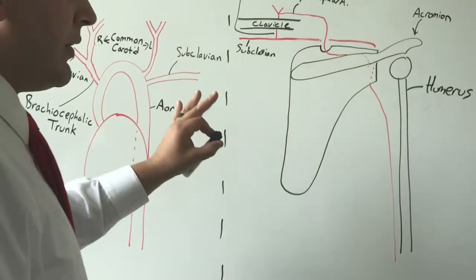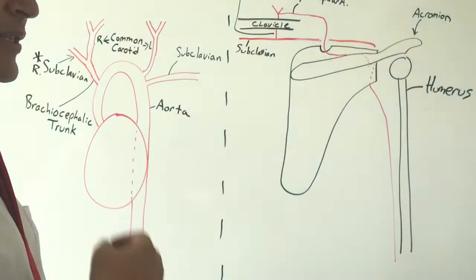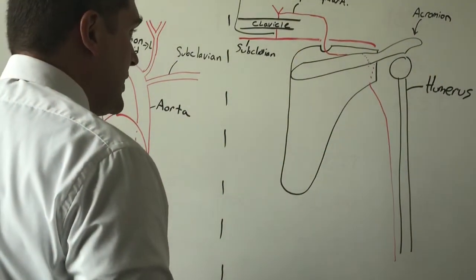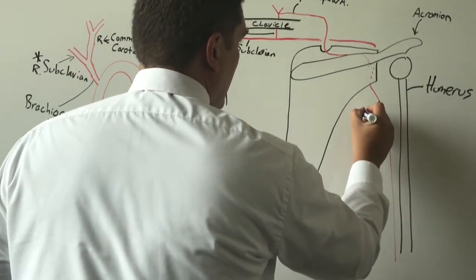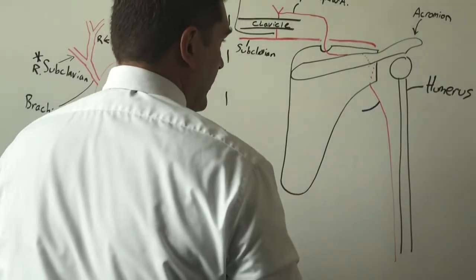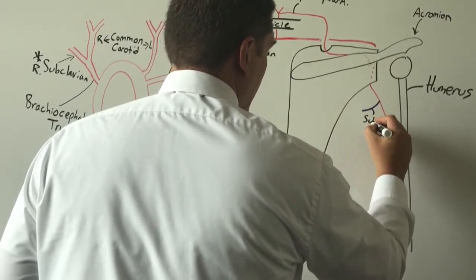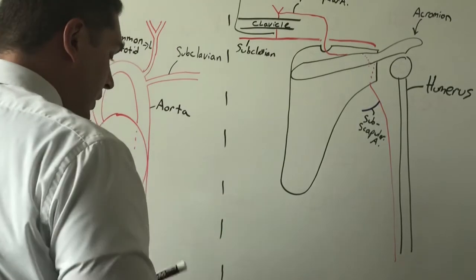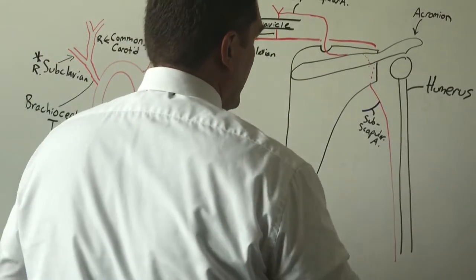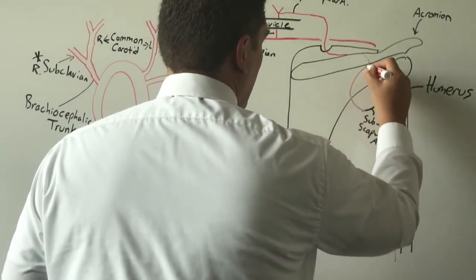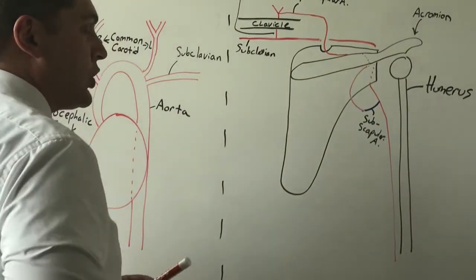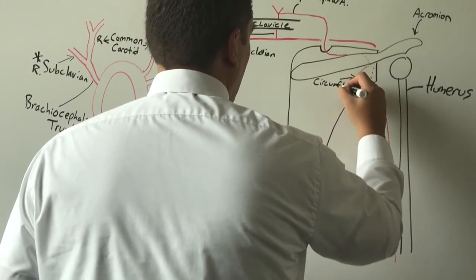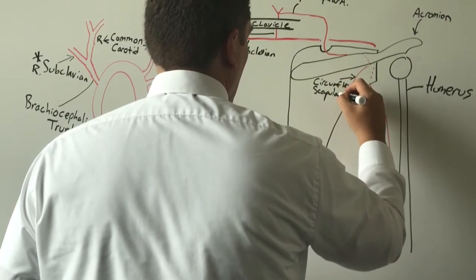Now, the subclavian artery is going to give off several more branches, especially when it becomes the axillary artery. It's going to give off even more branches. One of those branches is going to be the subscapular artery. So this guy right here, the subscapular artery. The subscapular artery is going to give off a couple different branches. One of those branches is going to circle back, and it's called the circumflex scapular artery. So this is my circumflex scapular artery.